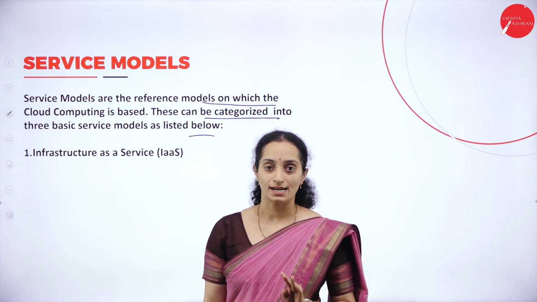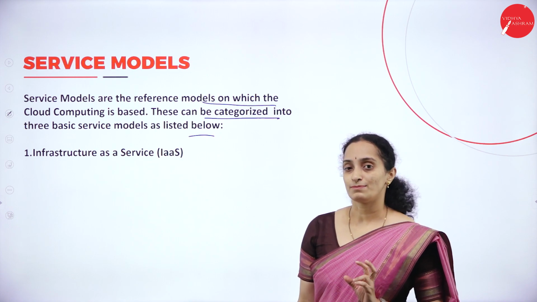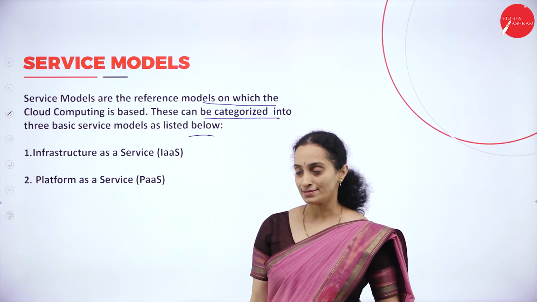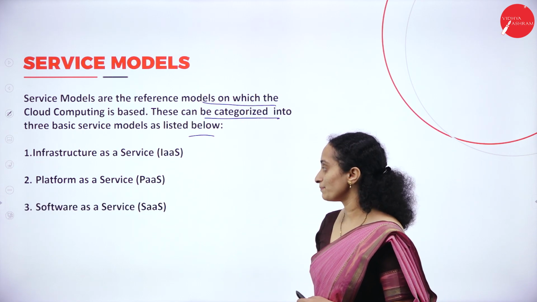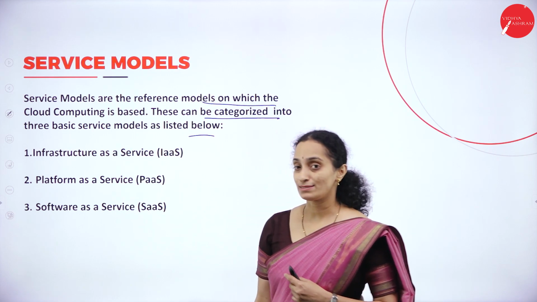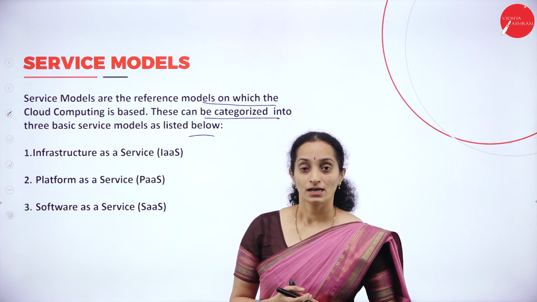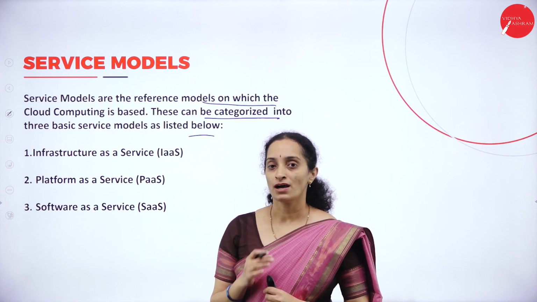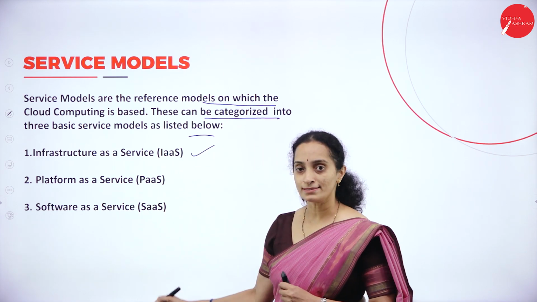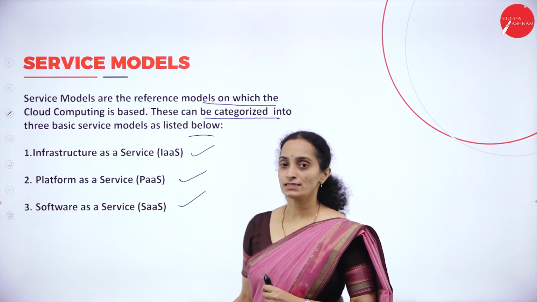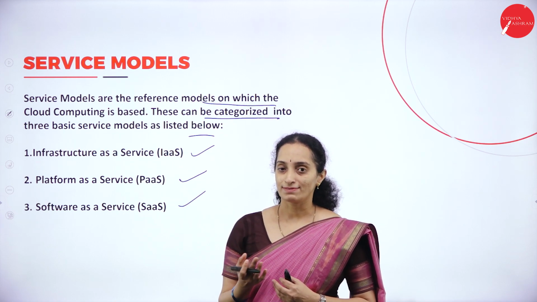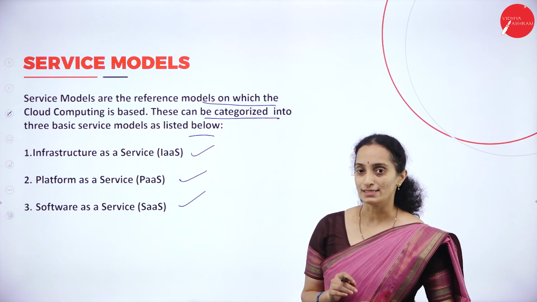One is infrastructure as a service, where infrastructure is given as a service, which is termed IaaS. Next comes platform as a service, which is termed PaaS. And we have software as a service, which is termed SaaS. IaaS, PaaS and SaaS are the 3 types of service models that are provided by cloud service providers or cloud service vendors. Every vendor is not going to provide all the services. Each vendor provides either IaaS, PaaS or SaaS. So, remember the 3 types of models: IaaS, PaaS and SaaS. Next, we shall know about each of these models in detail.